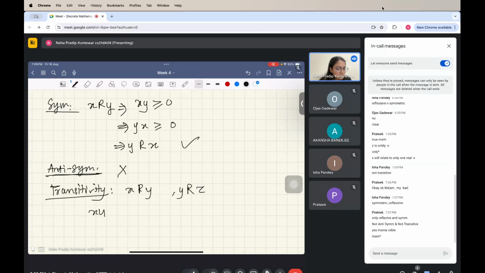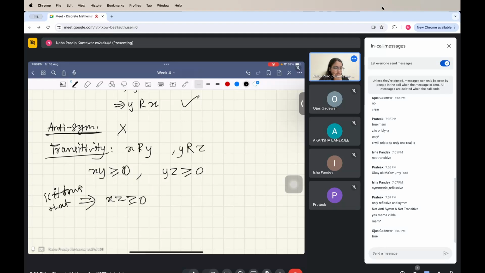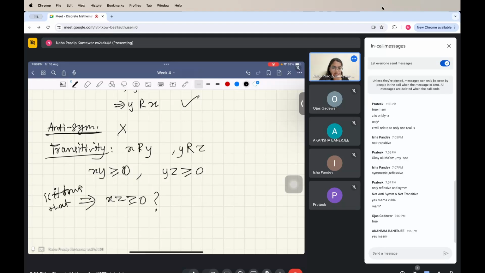Let's say x is related to y and y is related to z. What that means is xy is at least 0 and yz is at least 0. Does that imply that xz is at least 0? Okay, good. Tejas and Nakansha, I think you're right.